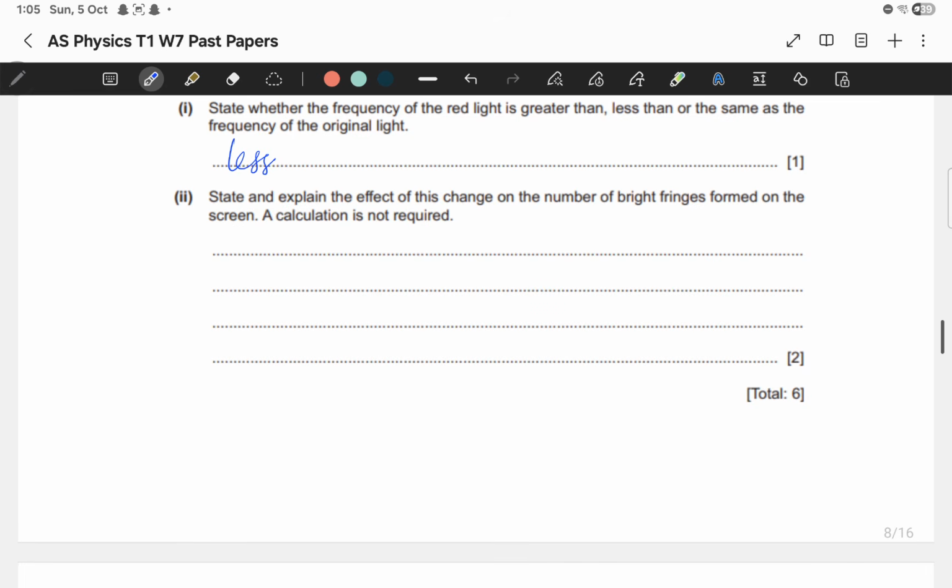Now, state and explain the effect of this change on the number of bright fringes formed on the screen. A calculation is not required. Okay, so since you have less bright fringes.